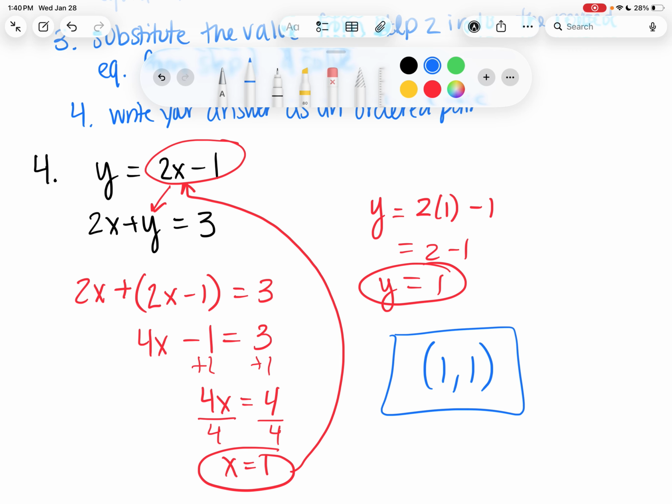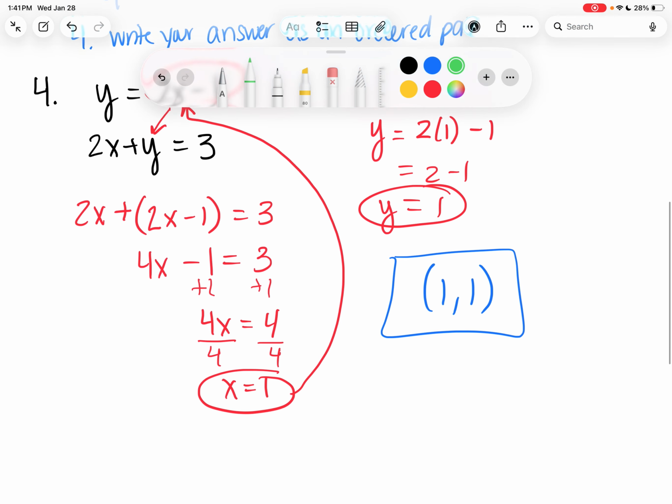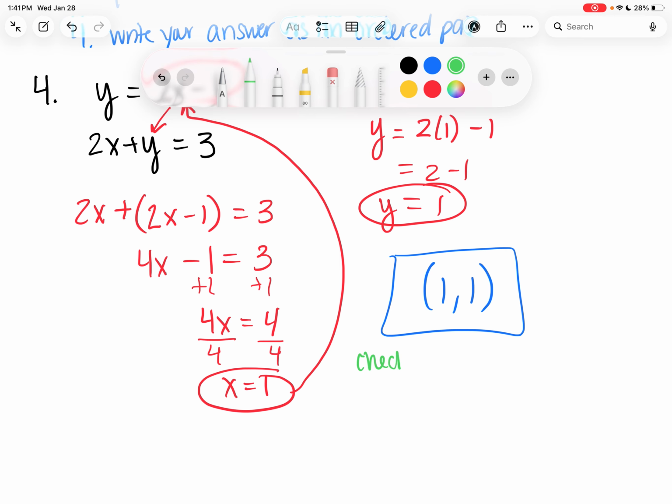Now, what I would recommend, when you plug in the numbers to check and see if you did it correctly, if you're going to do the checking step, which again, I'm not making you do on these ones, but it is beneficial, is I would check it in the equation that's not manipulated at all. Okay? So that way you can actually see if it's working. So if I were to check this one, I would have 2 times 1 plus 1 equals 3. Well, 2 plus 1 is 3, equals 3, so that's good, and I know that I did it correctly. Okay?